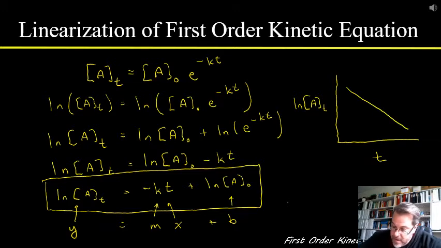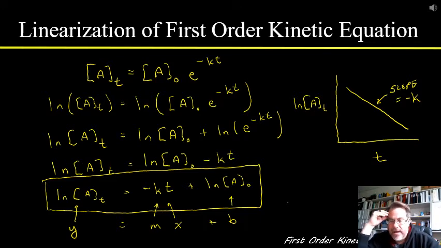like that, and the slope here is negative k. Okay, and k, of course, is the rate constant. Rate constants are always positive, so the slope here is going to be negative. When you work through these, make sure you remember that slope is negative k. So the slope will be a negative number, but the k is positive.